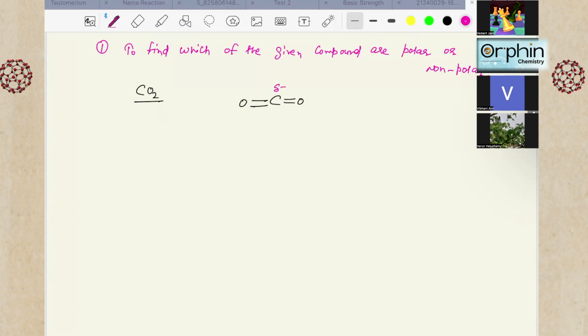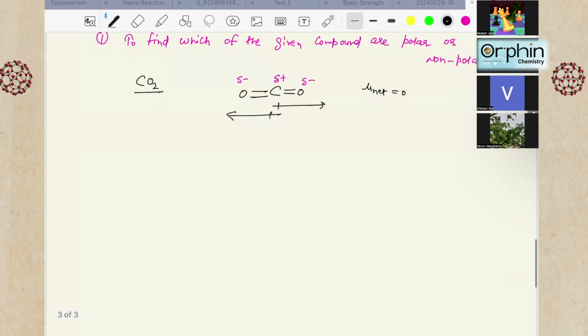And then there will be a partial positive charge and partial negative charges. Then we have to draw the direction of dipole moment, which is from positive to negative. There are two dipoles and they are equal, and the angle is 180 degrees, right? So the net dipole moment will be zero, because both the dipoles are equal and opposite. That's why the net dipole moment is zero.